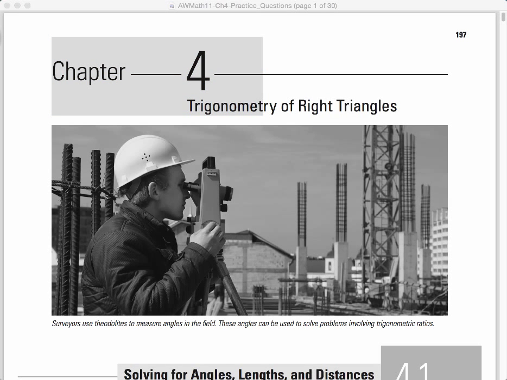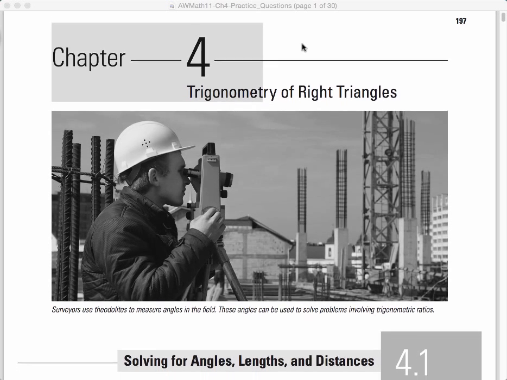Okay, so we're going to look at Chapter 4 here. Chapter 4 is all to do with trigonometry, and we're dealing mainly with right triangles, so 90-degree triangles. And this is often used in surveying, so that's what the picture here is talking about.